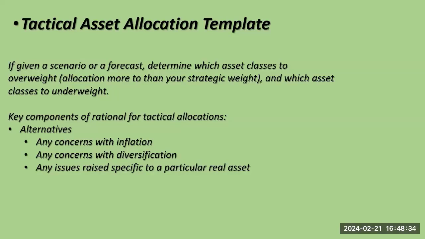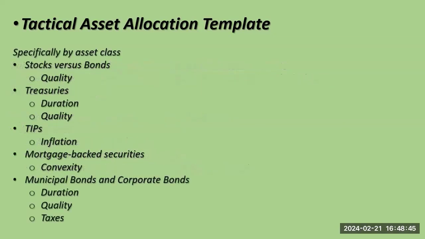All right. So in your answer, you're going to have at least 18 things in your answer. Let's see where those 18 things are. One is stocks versus bonds overall, and that's going to have to do with the quality of the economy. All right, there's one. We're going to do this a bunch of times. Treasuries, I'm going to have two things on treasuries: duration and quality.